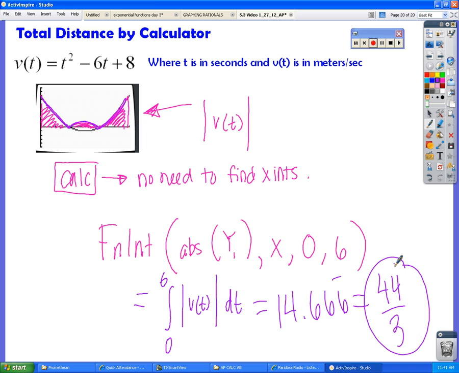So again, by calculator, you don't need to find x-intercepts. You're just going to take the absolute value of the function you're trying to find the total area of. So we're going to reflect the negative pieces up above the x-axis. Then we're going to integrate, which means to take the area, the net signed area, but what you'll notice, there's no more negative area. We only have positive area. So that should cover the last topic in 5.3.